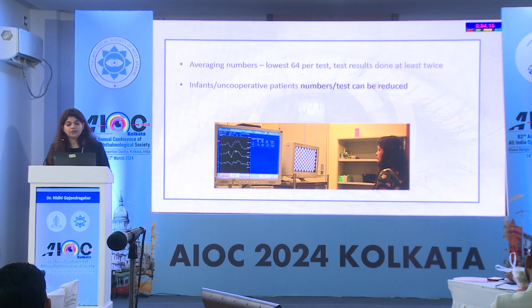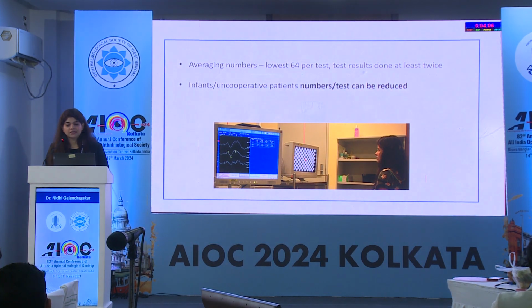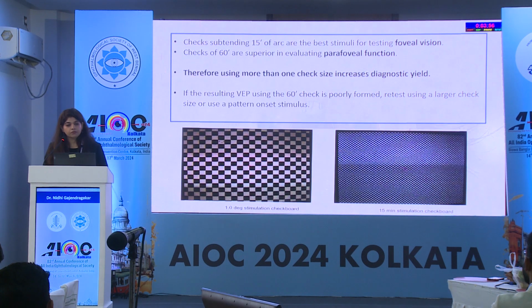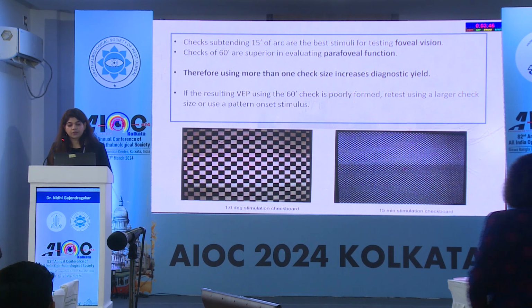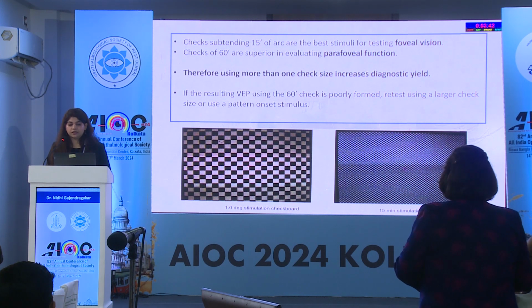The total number of tests that are done per individual test should be at least 64, and this test is repeated at least twice. In cases of infants or uncooperative patients, the numbers per test can be reduced. Checks which are subtending 15 minutes of arc are the best stimulus for testing foveal vision, and 60 minutes are superior in evaluating parafoveal function. Therefore, using more than one check size will increase the diagnostic yield.